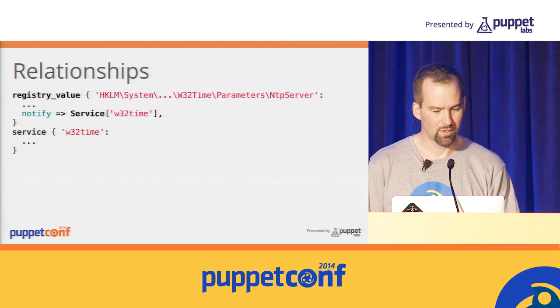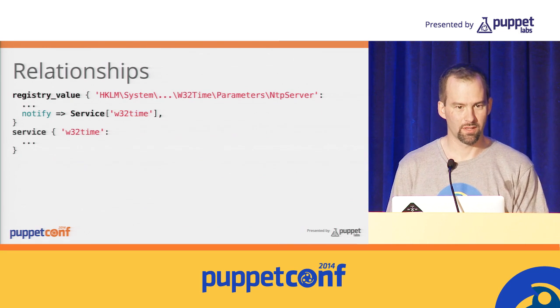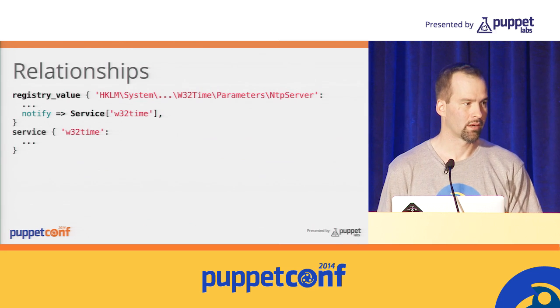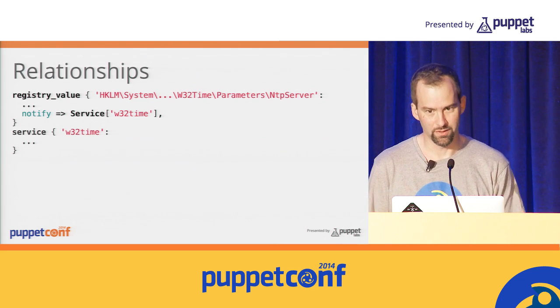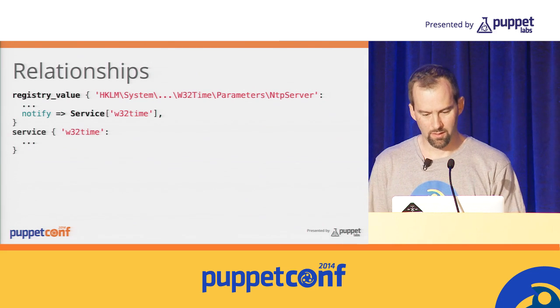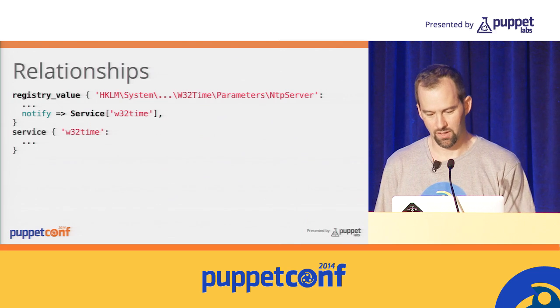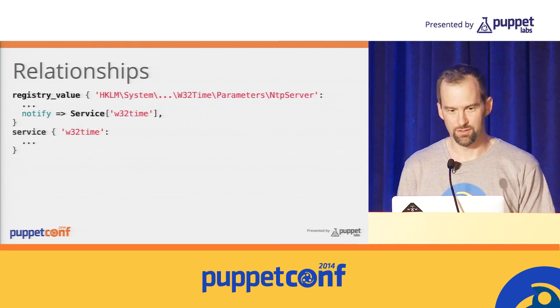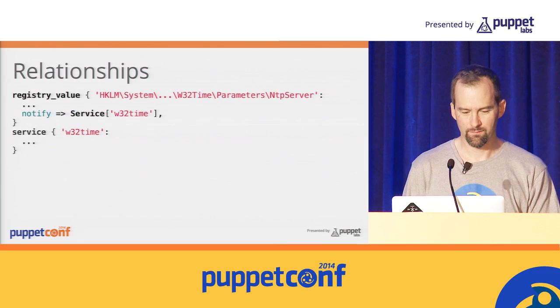One really important property is that Puppet will do nothing if the service and registry are already in the desired state, right? So we're not restarting services unnecessarily. And this is a really important property for a configuration management system to have. Only make changes when changes are actually necessary.